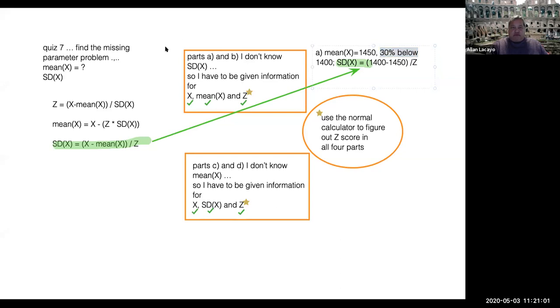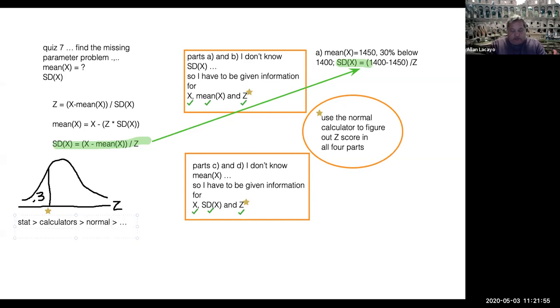Okay, so in part A, I'm going to look for a z-score that cuts out the bottom 30%. So that's the z-score I'm looking for. To do that, I have to go to StatCrunch. I have to go to Stat, Calculators, Normal. I have to set the mode to Standard mode, because there's only one cut. Between mode means two different cuts.